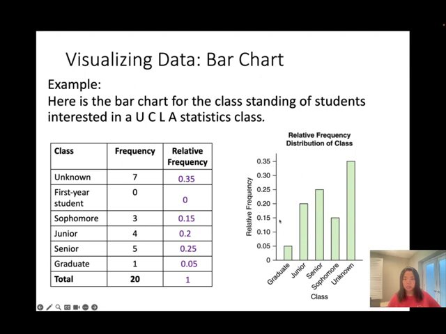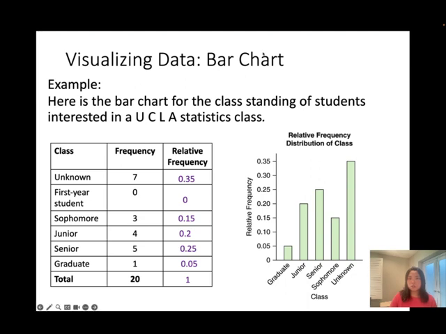I'm going to show you the answer here, the bar graph. The class is the category, so we just write it down here. And then on the y-axis, you can use the frequency or you can use the relative frequency. Then you may ask, what is the difference between the bar chart and the histogram?